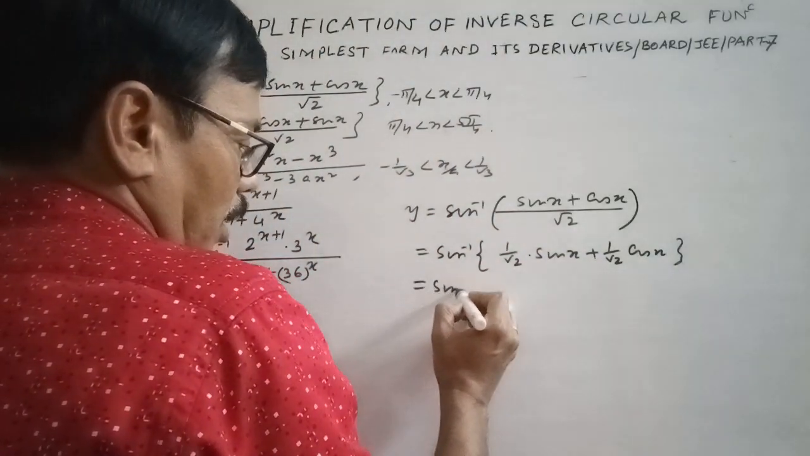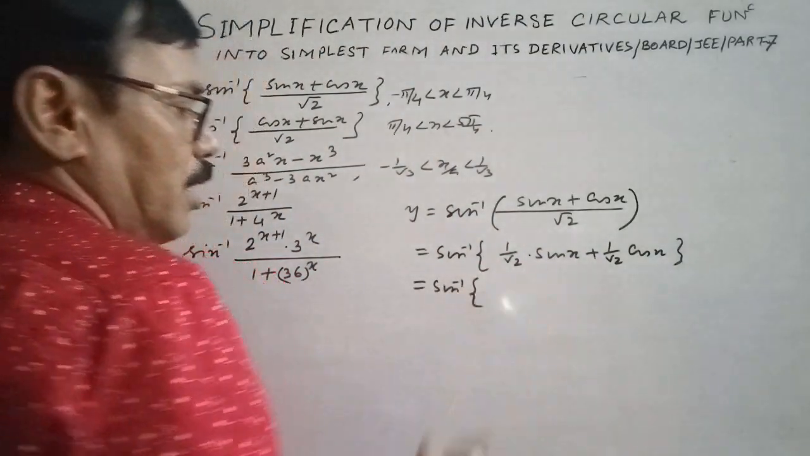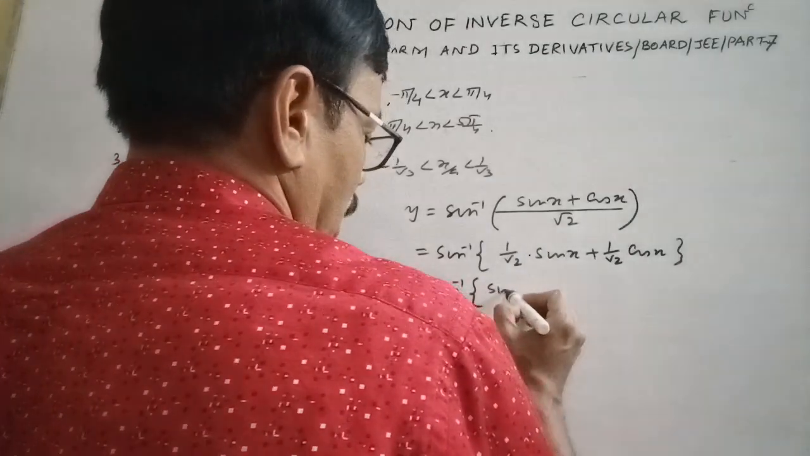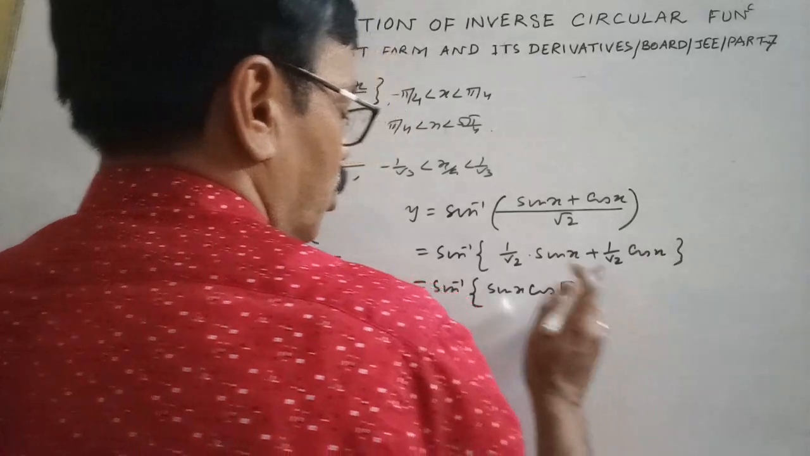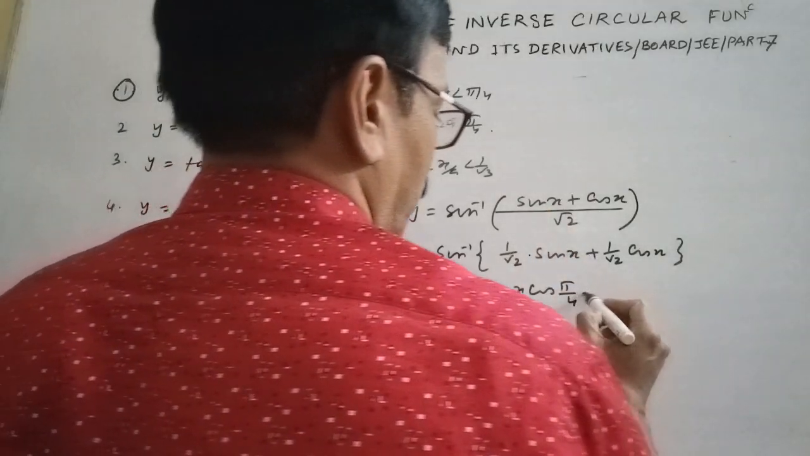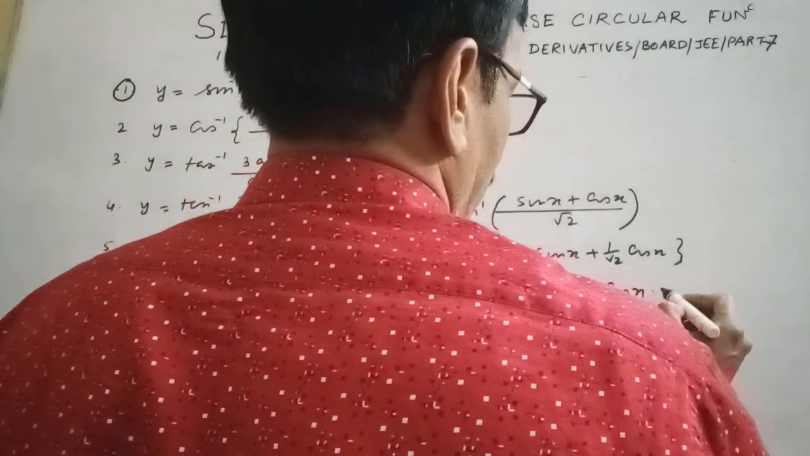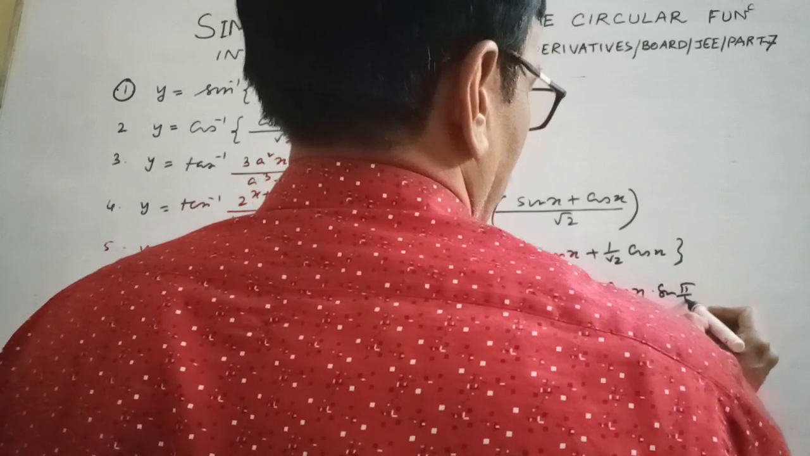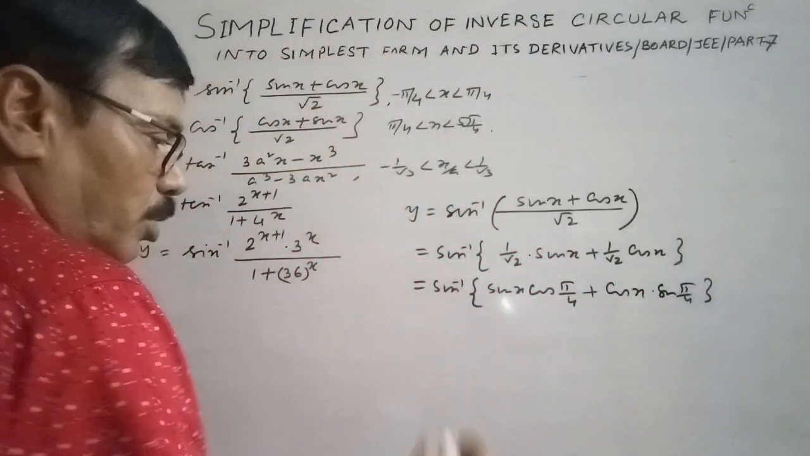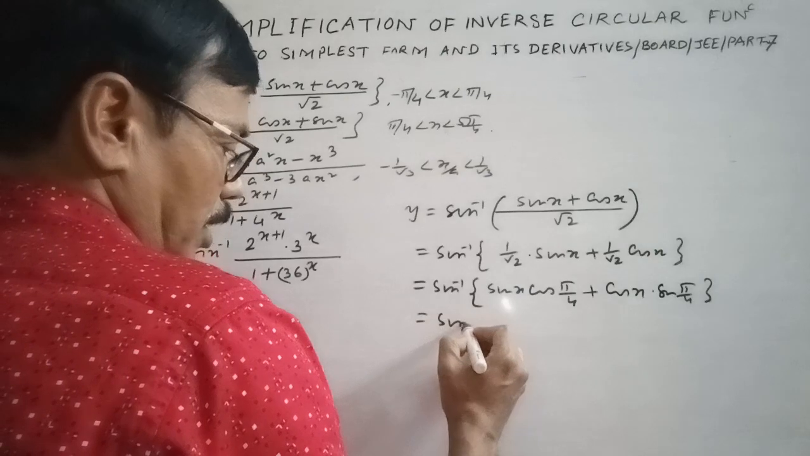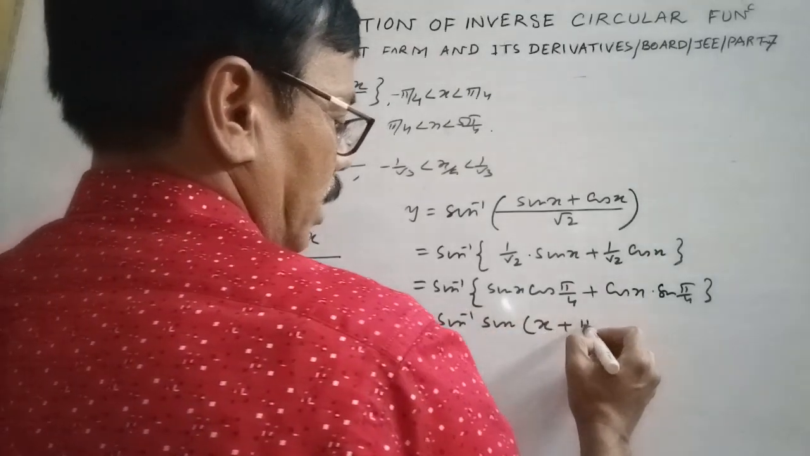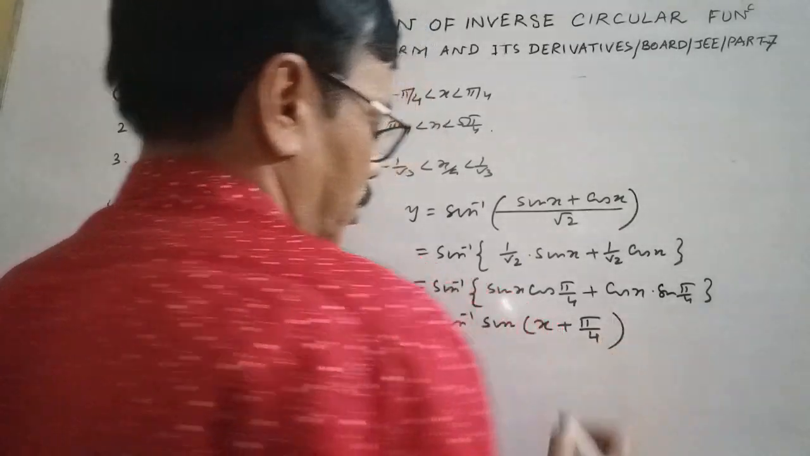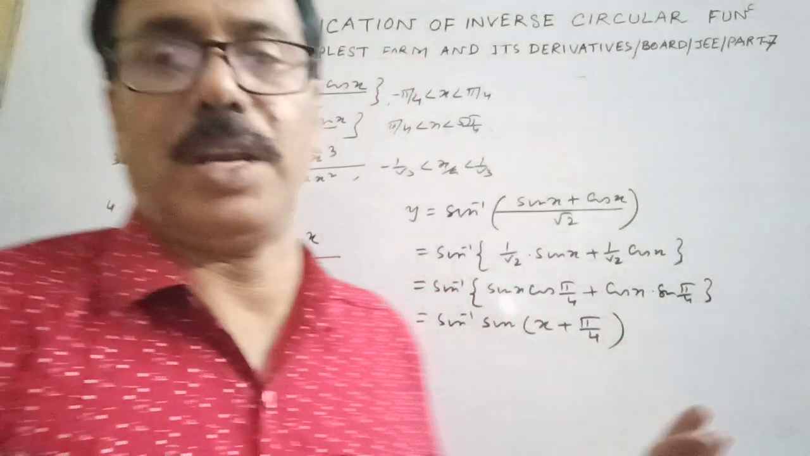So sin inverse, we want to express it in terms of sine. So sin A cos B. So 1 by root 2 you can write cos pi by 4. So cos x unchanged, this is sin pi by 4. So our main aim is to express it in terms of sine. So x plus pi by 4. So this is our main aim.